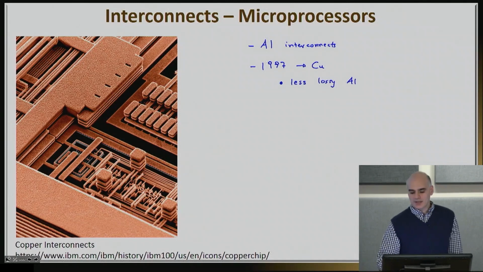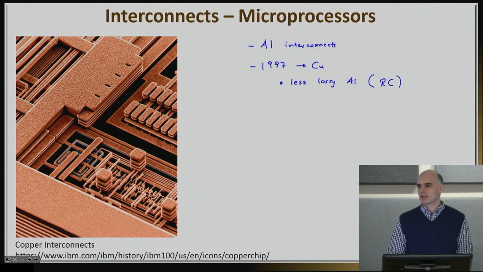In fact, it's about 40% more conductive than aluminum, which translates into both loss as well as speed. With copper, you can improve the speed by about 15%, just because the RC product, which is related to the delay in a digital circuit, is smaller in copper than it is in aluminum. So when IBM launched that, not only were they able to get better circuits, but they were of course able to get faster speeds out of these interconnects.